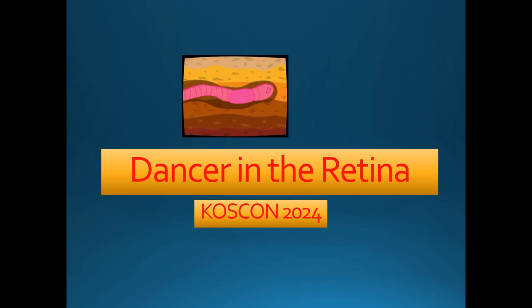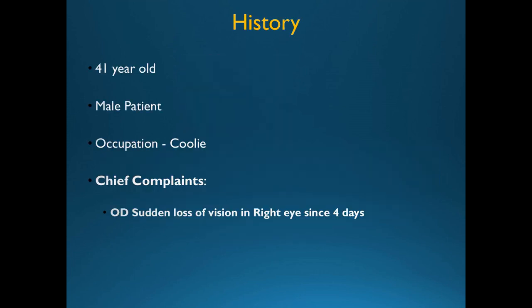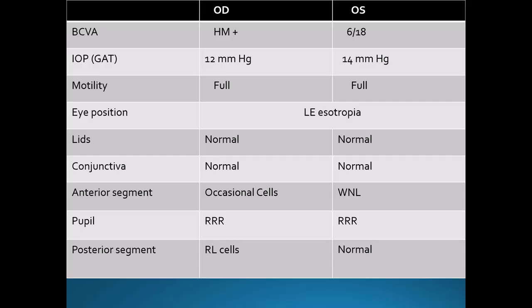Hello everyone. Here we are presenting an interesting case on a worm in the retina. A 41-year-old male patient, a coolie by occupation, presented to the OPD with sudden loss of vision in the right eye since the past 4 days. On evaluation, right eye vision was hand movement.